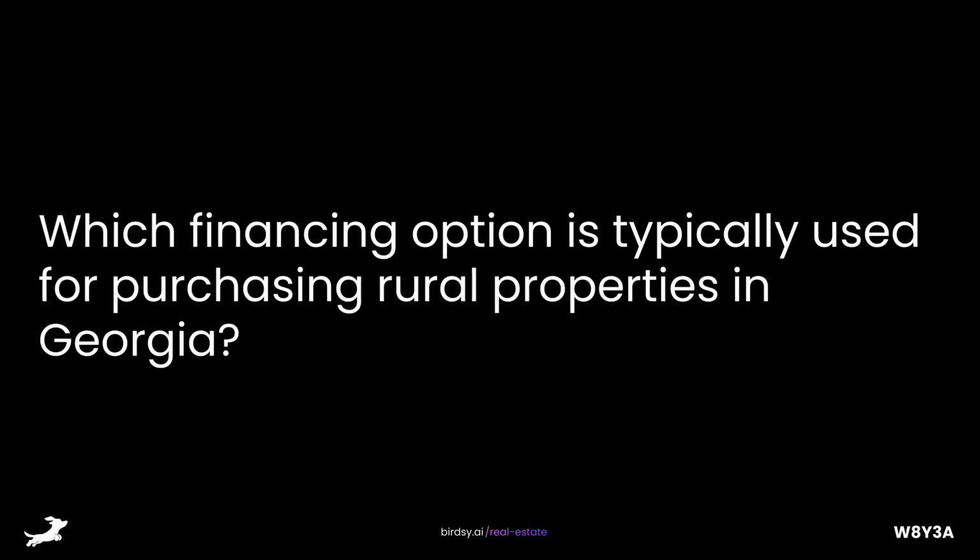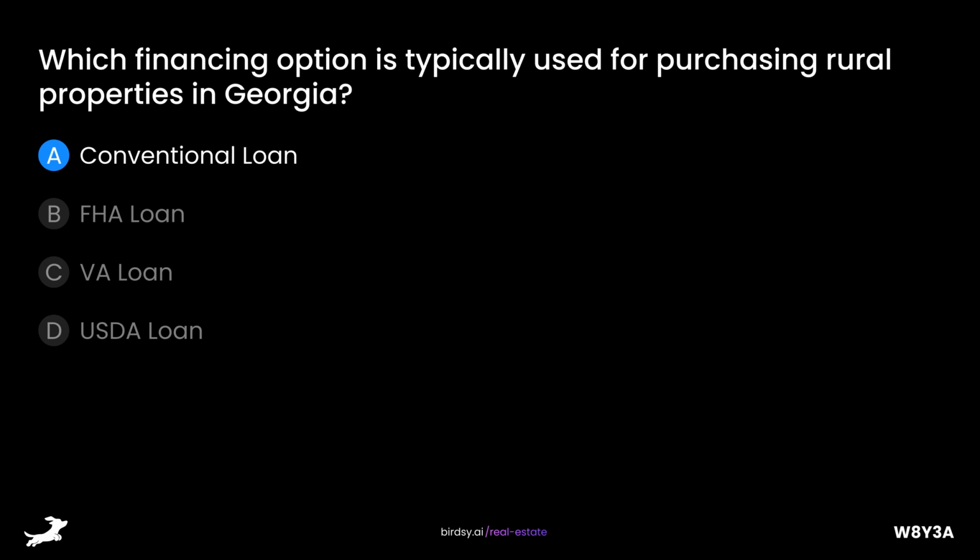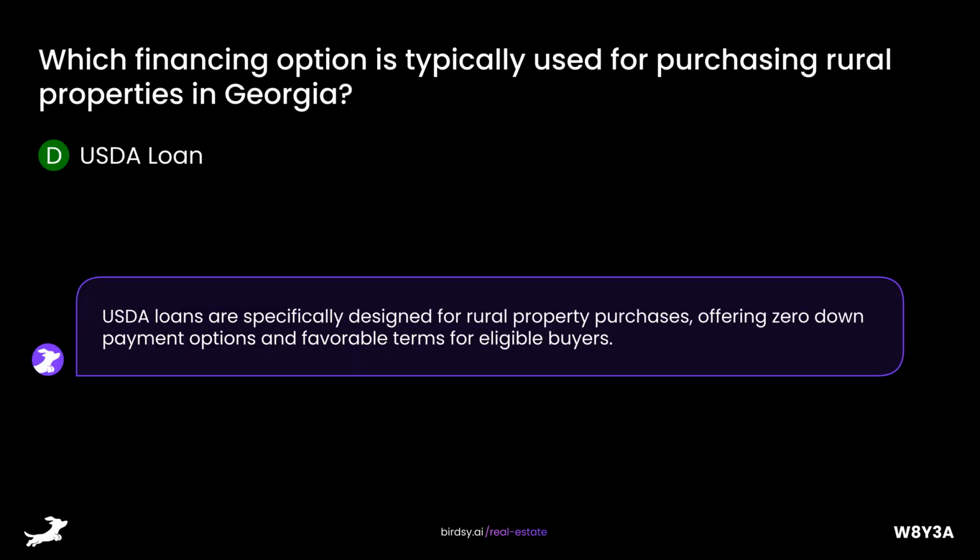Which financing option is typically used for purchasing rural properties in Georgia? Is it A. conventional loan, B. Federal Housing Administration, FHA loan, C. U.S. Department of Veterans Affairs, VA loan, or D. U.S. Department of Agriculture, USDA loan? The answer is D. U.S. Department of Agriculture, USDA loan. USDA loans are specifically designed for rural property purchases, offering zero down payment options and favorable terms for eligible buyers.